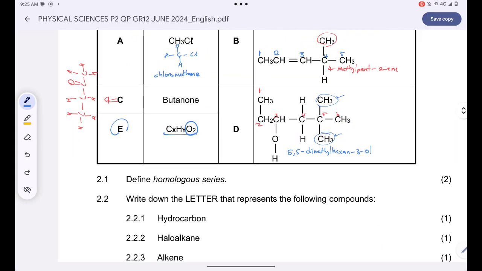They want us to define the term homologous series. Okay, a homologous series, guys, is just a group of compounds that have the same general formula. Are you together? A homologous series is just a group of compounds that have the same molecular general formula and the same functional group. Are you together?